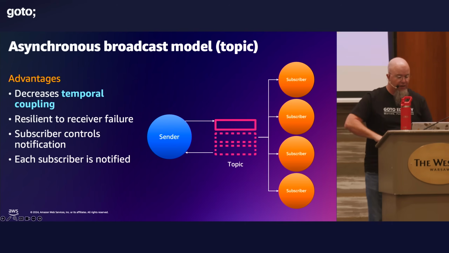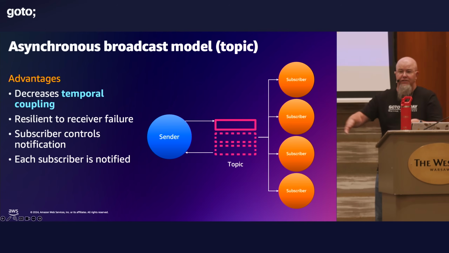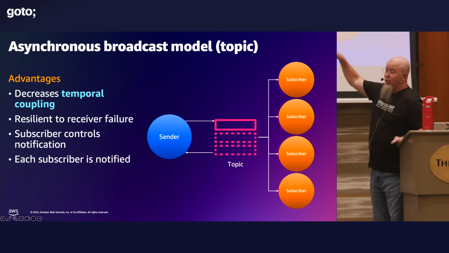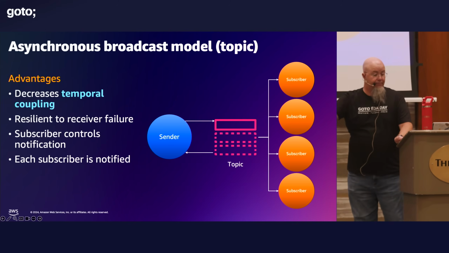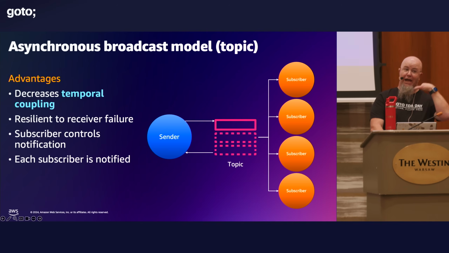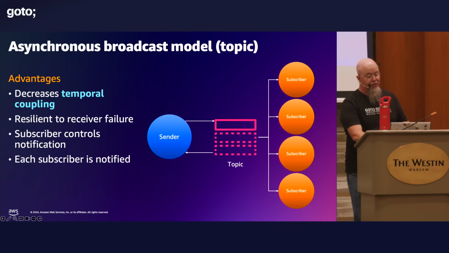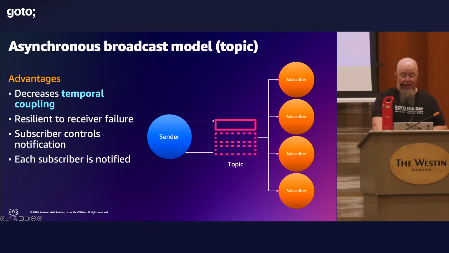Now, there's obviously some advantages. It decreases temporal coupling. It's resilient to receiver failure. Again, if the receiver fails, the topic will handle the retry, right? Subscriber controls notification, so you can say, hey, I want this or I don't want this, and I can filter on that. And finally, each subscriber is notified when that's sent in.